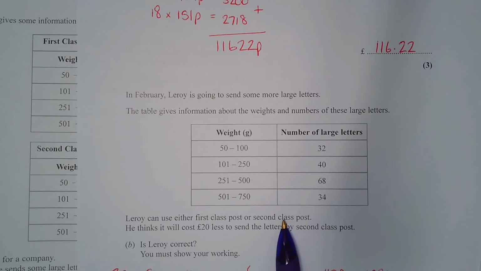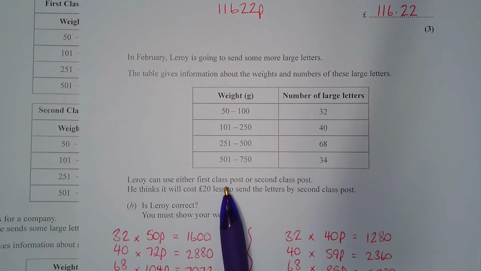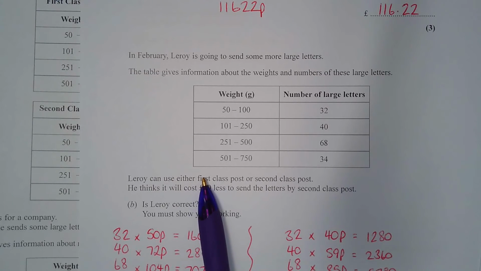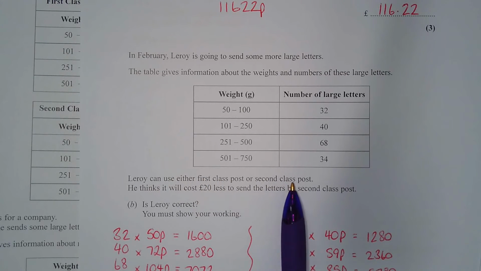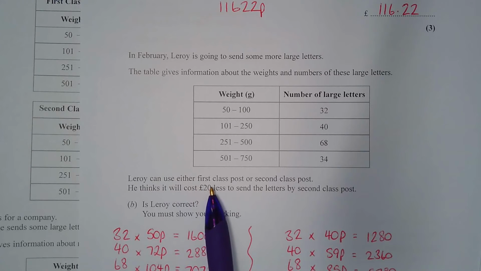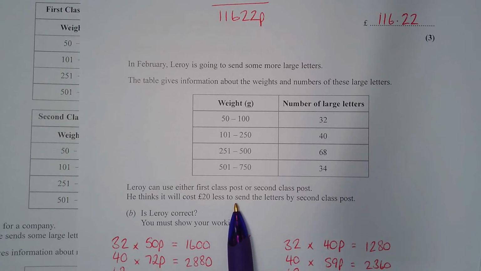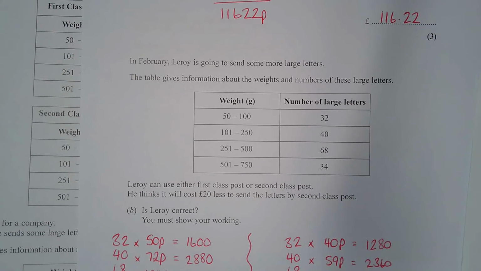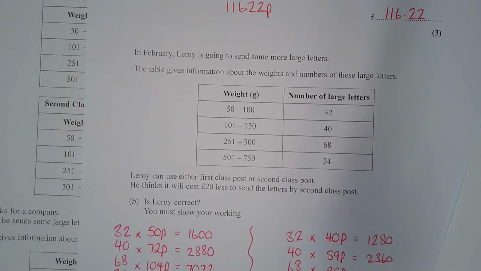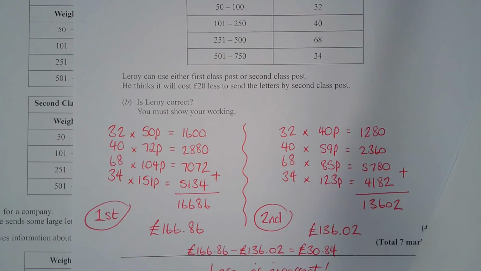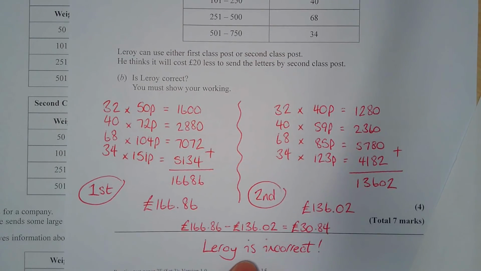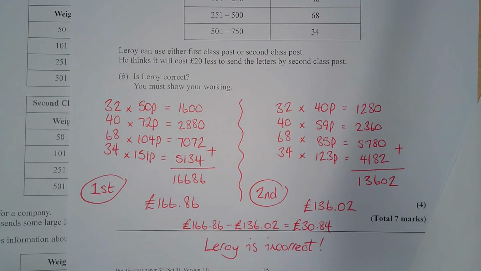He's deciding whether to use first or second class post, but he thinks it will cost £20 less to send the letters by second class post. So what we need to do for each one is compare the cost for either first or second class. On the left, I've got the total cost for my first class.